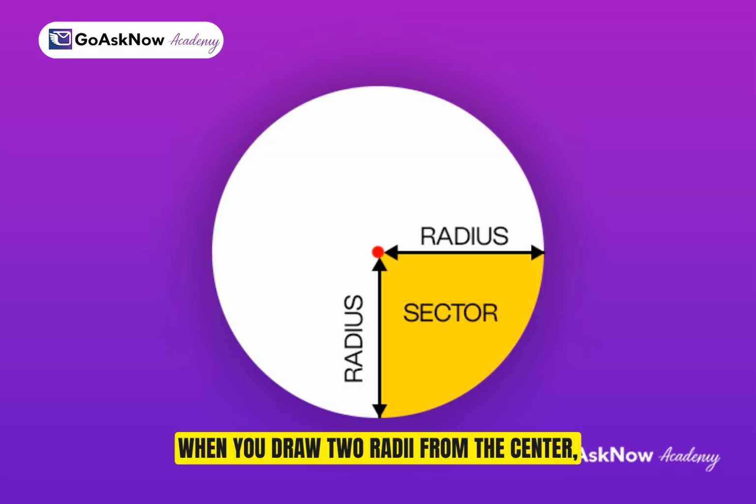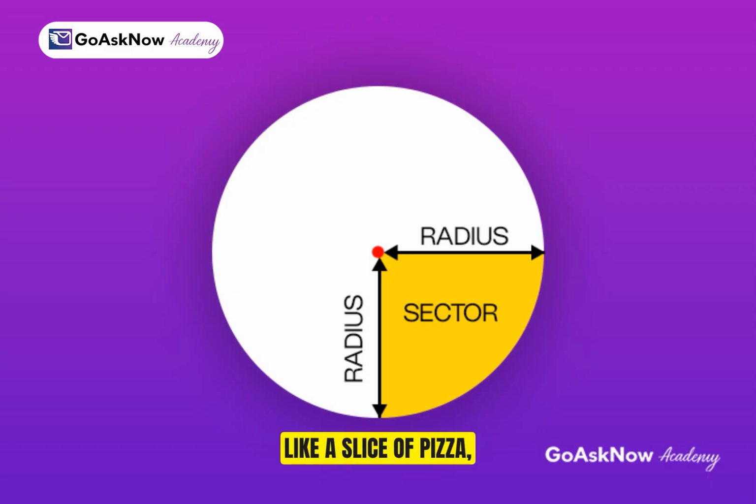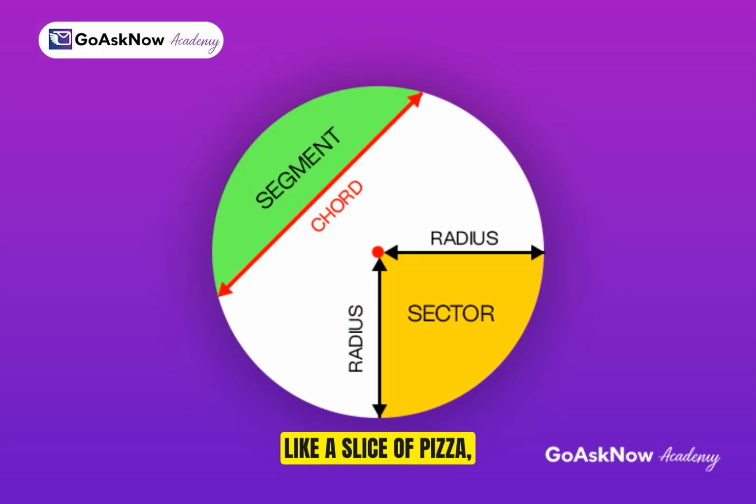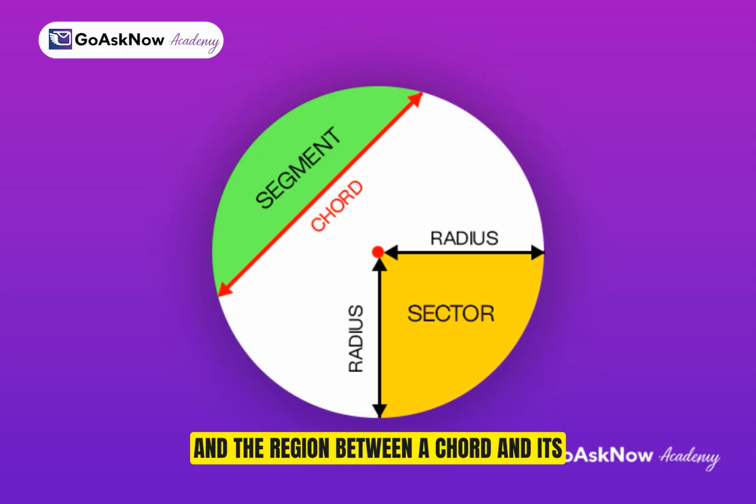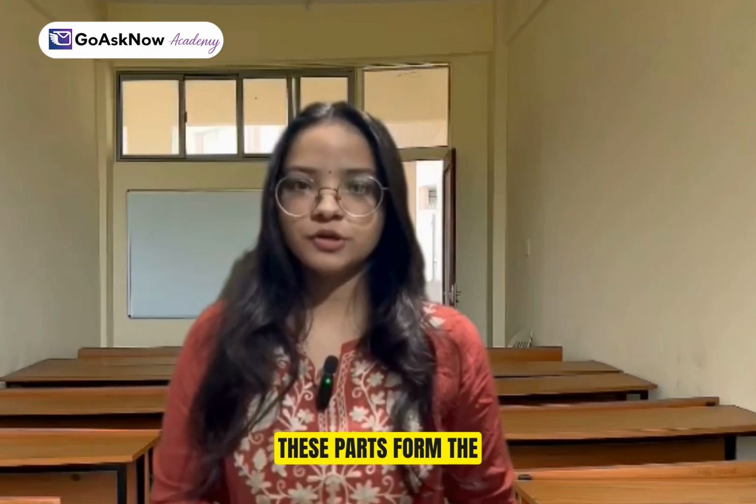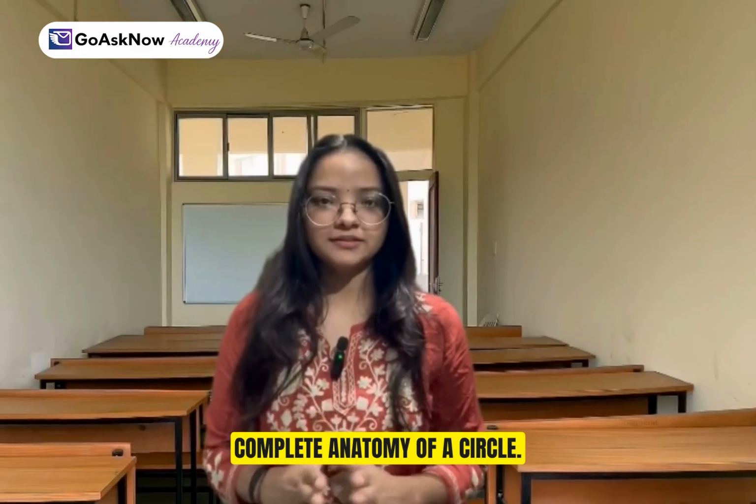When you draw two radii from the center, the enclosed region with the arc forms a sector, like a slice of pizza. And the region between a chord and its arc is called a segment. Together, these parts form the complete anatomy of a circle.